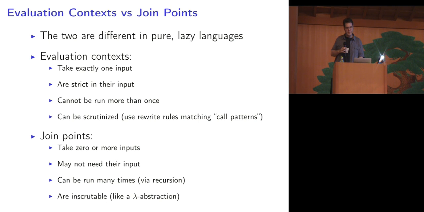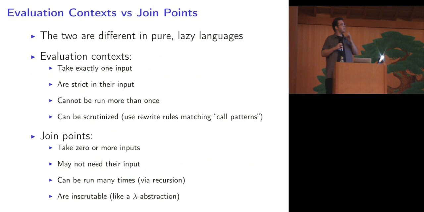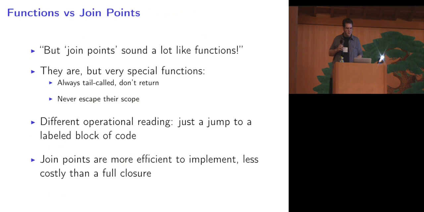And we might also think, from the perspective of a direct style representation or just a lambda calculus, that they sound a lot like functions, right? Or even say, well, join points can be run many times and they're inscrutable like a lambda. Well, that's exactly what lambdas are. Why not just use a lambda, right? What's the big deal? And they can be, but they're very special functions.